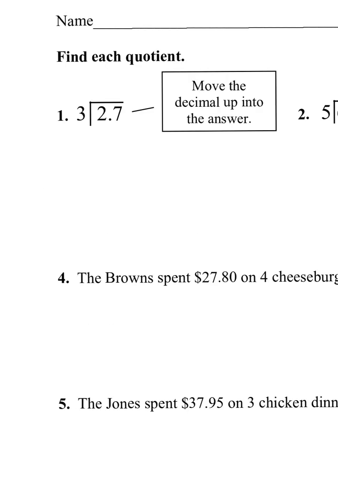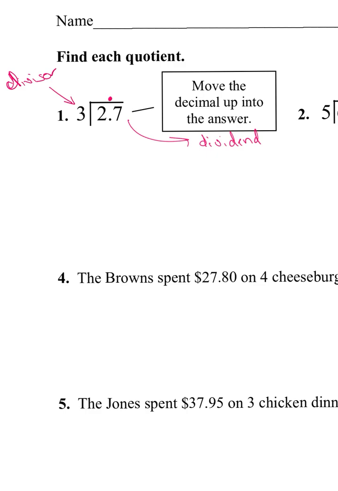Okay, so on number 1, we've got 2.7, or 2 and 7 tenths, divided by 3. So I've probably mentioned this in some of the earlier videos, but the number on the outside of the division sign, that is your divisor. So the divisor does the dividing. The number underneath the division sign, that's your dividend. There in the box, it says move the decimal up into the answer. So we're going to move this up into the answer right there.